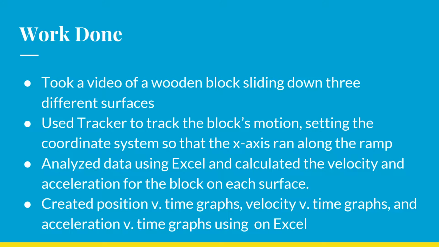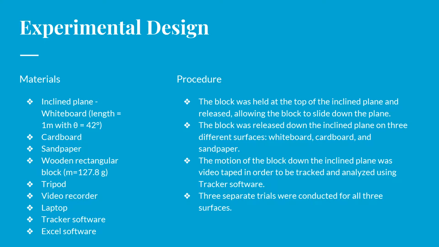First, we took a video of a wooden block sliding down 3 different surfaces. We used Tracker to track the block's motion and analyze the data using Excel by calculating the velocity and acceleration for the block. We also created graphs of position, velocity, and acceleration versus time using Excel. Here's a list of the materials used and a description of the procedure.